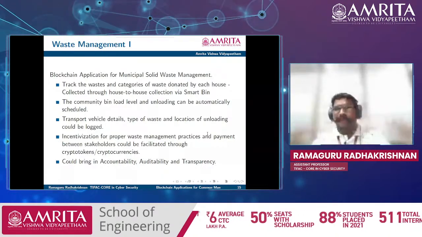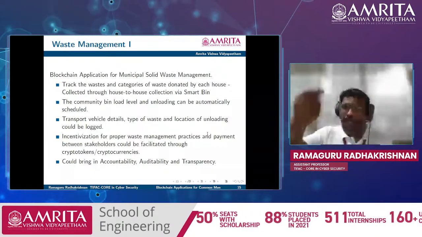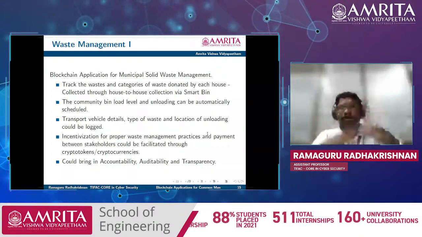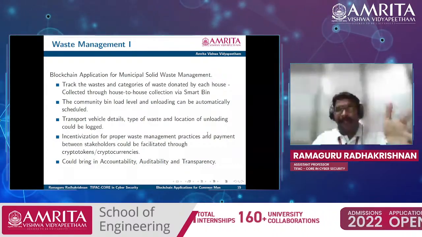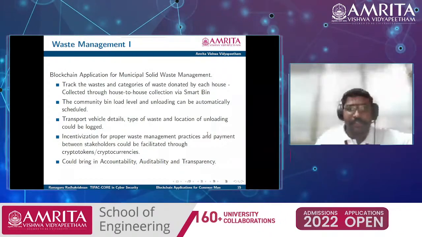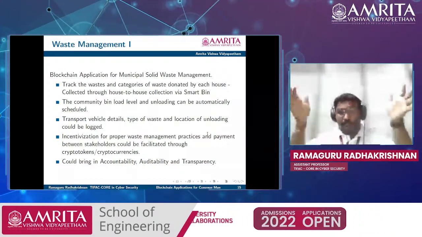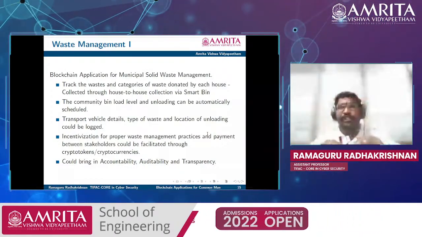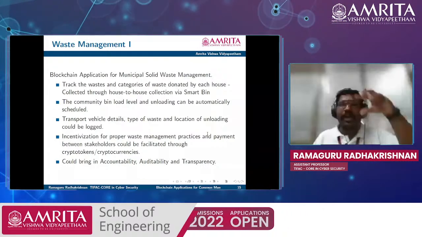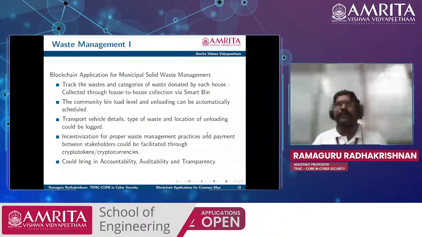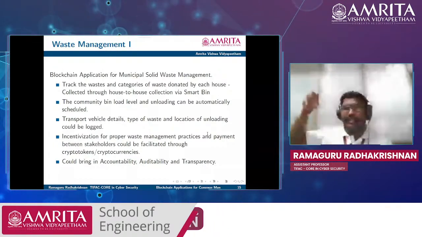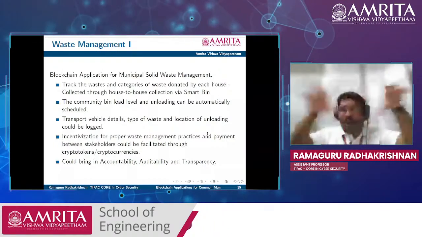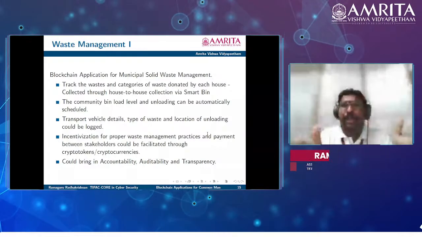And all the details are recorded on the blockchain: how much waste I donated, when the waste bin was unloaded, when it was transported from one location to another, and how much waste was collected, out of which how much is medical waste, how much is plastic waste, how much is metal waste, and how much is waste that could be recycled.